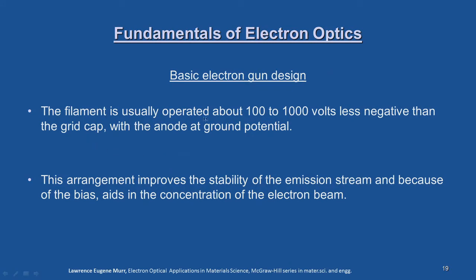So, the filament is usually operated about 100 to 1000 volts less negative than the grid gap with the anode at the ground potential. So, this is the bias which I talked about. This arrangement improves the stability of the emission stream, and because of the bias it aids in concentration of the electron beam.